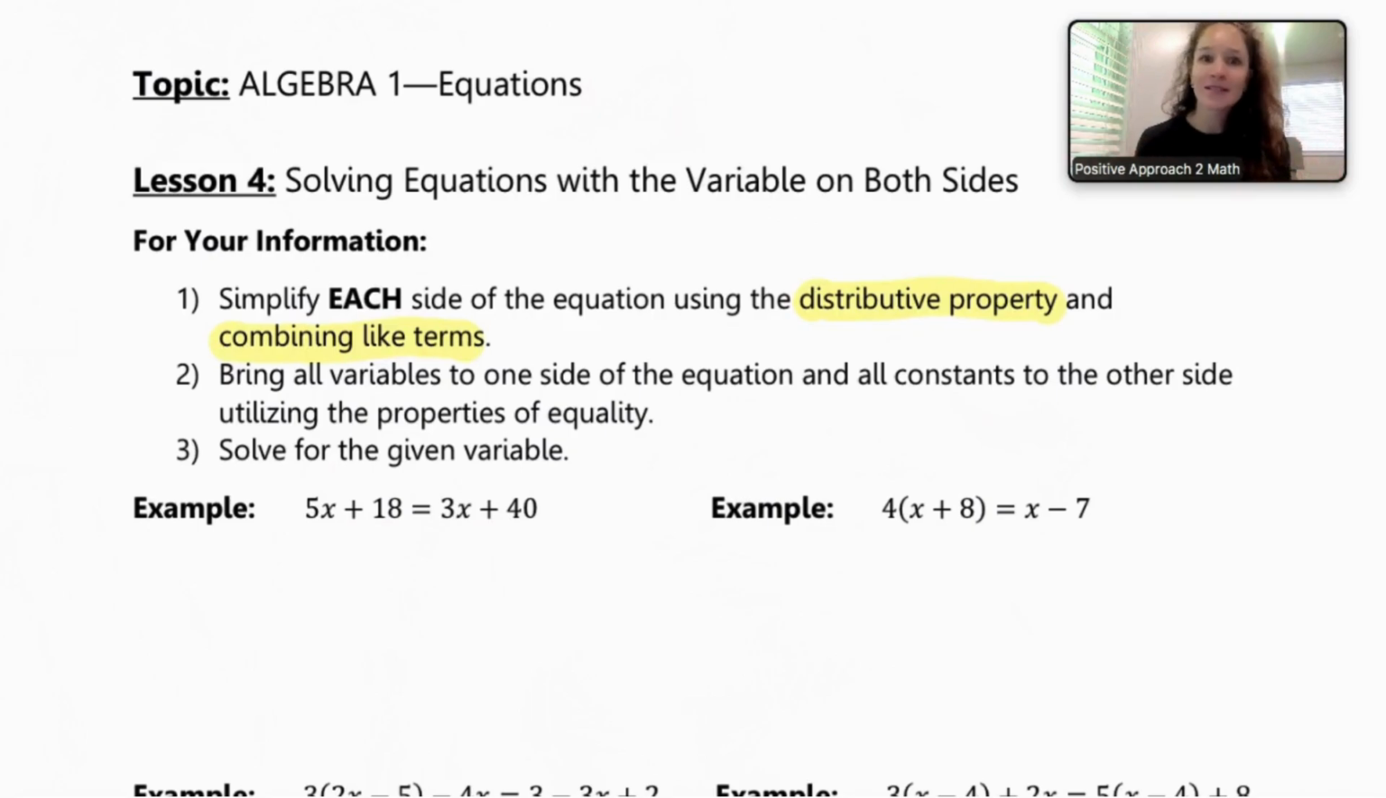Once we do that, you're going to see it's now in the setup for a two-step equation, which we have down pat. So then we're going to work to solve for our given variable using our properties of equality. Work to get that variable by itself, and then we're good to go. And as always, we can check our work. So let's jump right to it here.